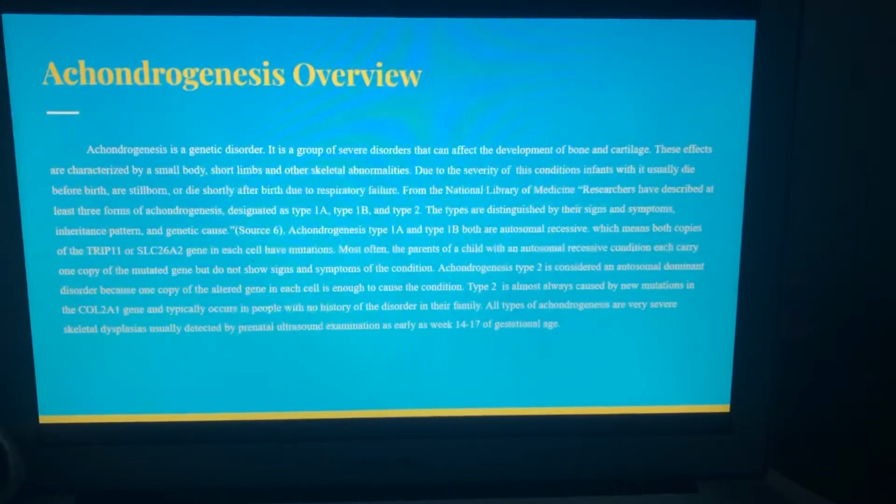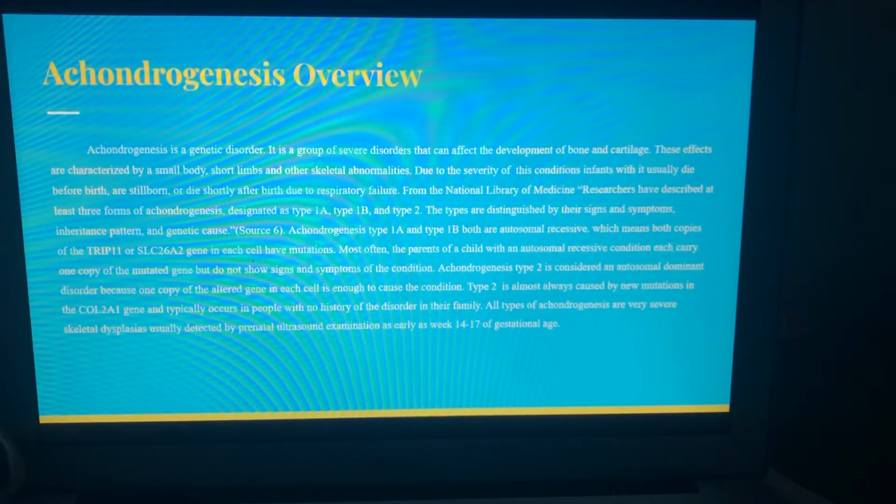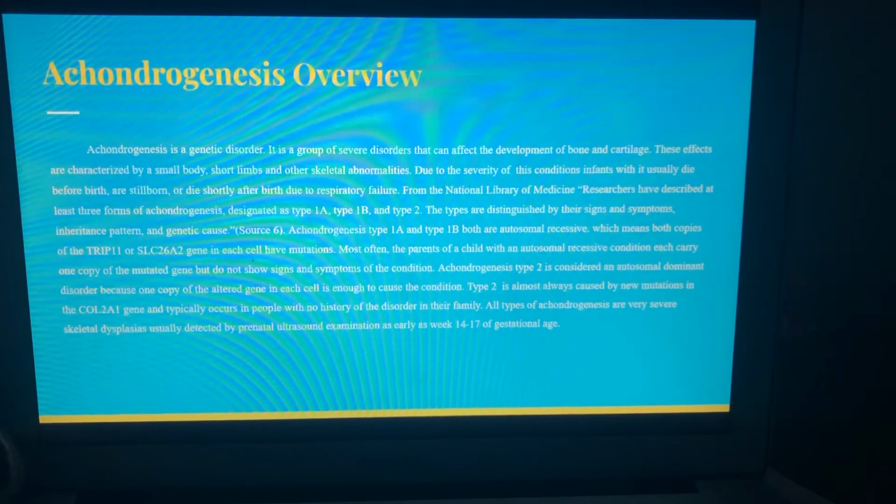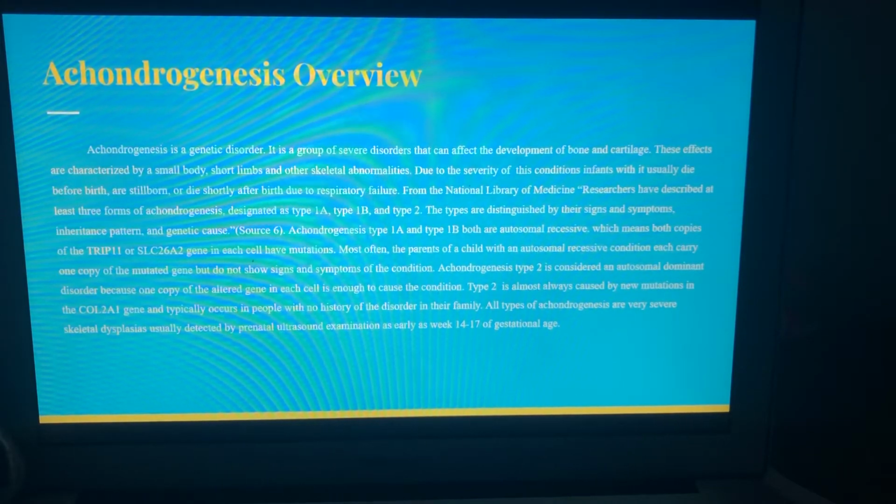So let's get started. Achondrogenesis overview. Achondrogenesis is a genetic disorder. It is a group of severe disorders that can affect the development of bone and cartilage. These effects are characterized by a small body, short limbs, and other skeletal abnormalities. Due to the severity of these conditions, infants with it usually die before birth, are stillborn, or die shortly after birth due to respiratory failure.